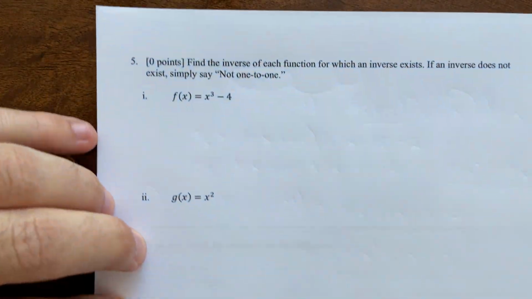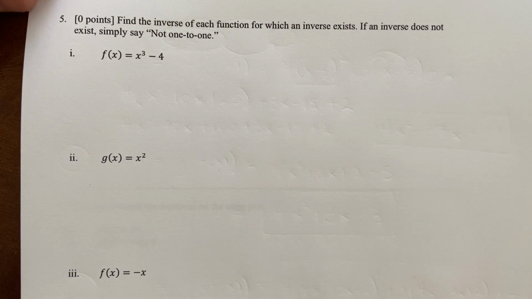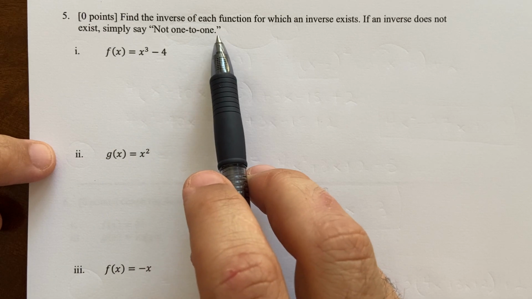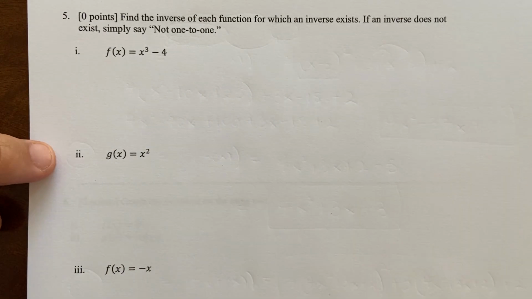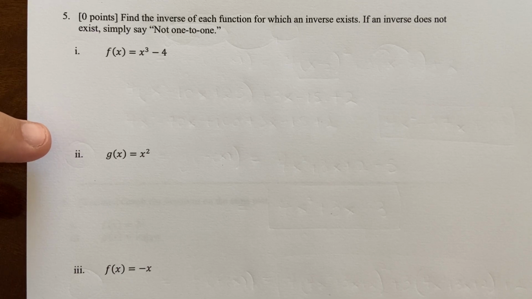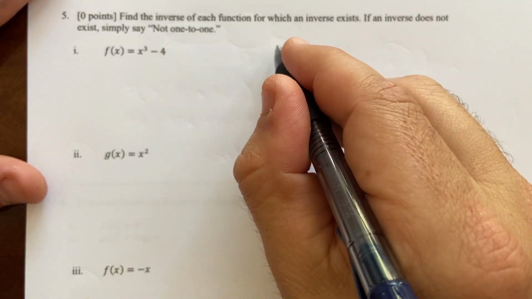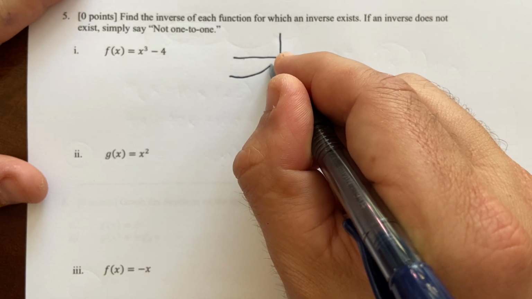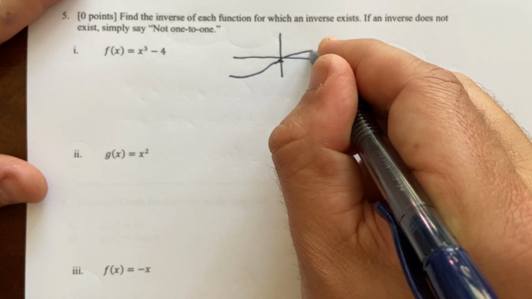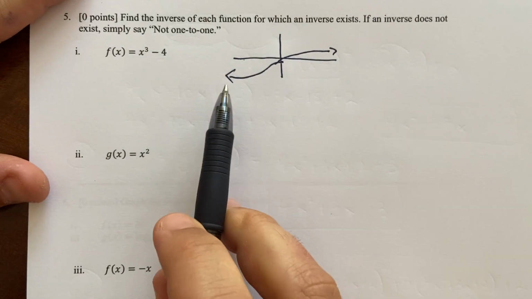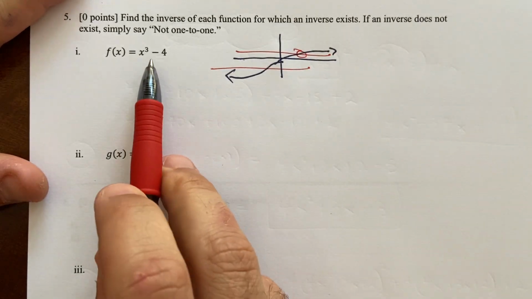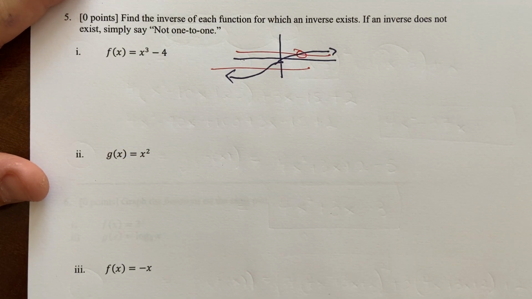I'll just do a couple of these, and then of course you'll see the rest in a document attached near the video. So it says find the inverse of each function for which an inverse exists. If an inverse does not exist, simply say not 1-to-1. All right. For this one, this is 1-to-1. It would look something like this. So if you imagine like a horizontal line test anywhere, it'll just hit once. So an inverse does exist.